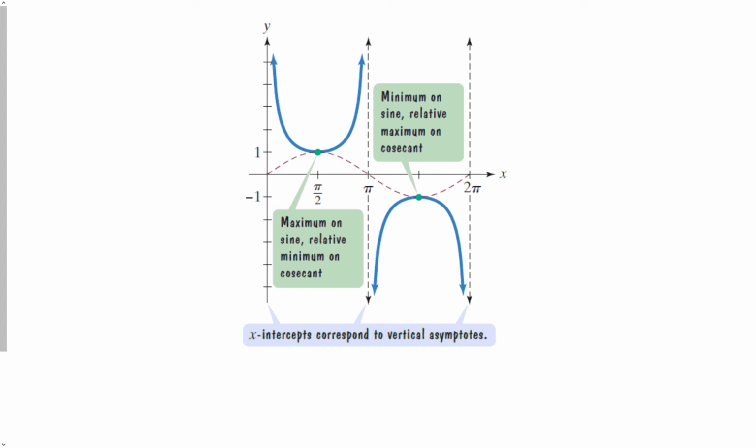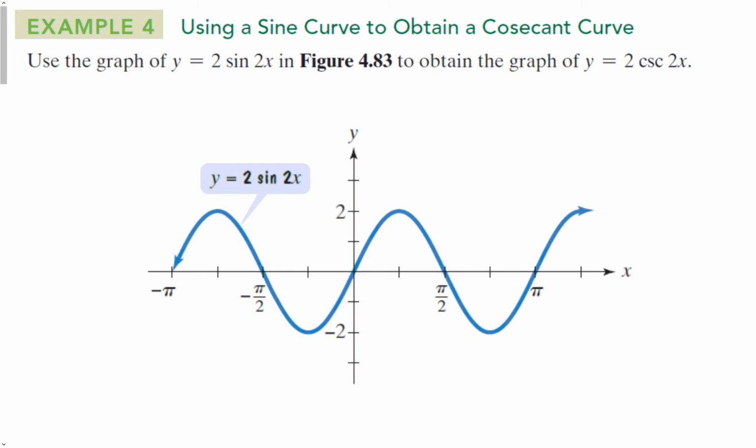So if we look at this picture, here's a maximum on the sine, and a minimum on the cosecant. This is a minimum on the sine, but a maximum on the cosecant. So if this was the picture of 2 sine 2x, and I wanted to graph 2 cosecant 2x, I very simply say that's an intercept, it turns to an asymptote. That's an intercept, it turns to an asymptote.